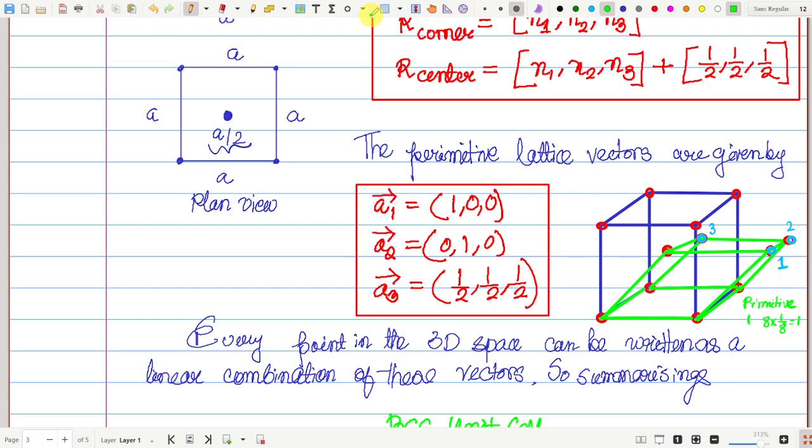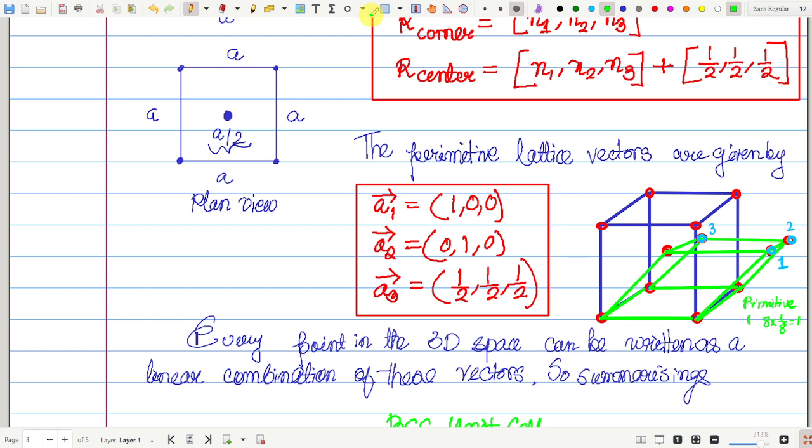So that's the basic definition of primitive unit cell, and that's why the primitive lattice vectors are given as a1, a2, a3: 1 0 0, 0 1 0, half half half. It is a convention, but you can also do 1 0 0, 0 0 1, half half half, or 1 0 1, 0 0 0, 1 half half half, as in xy, not only xy but yz or xz. But xy and half half half is the convention which is being followed, so it is better to follow that.